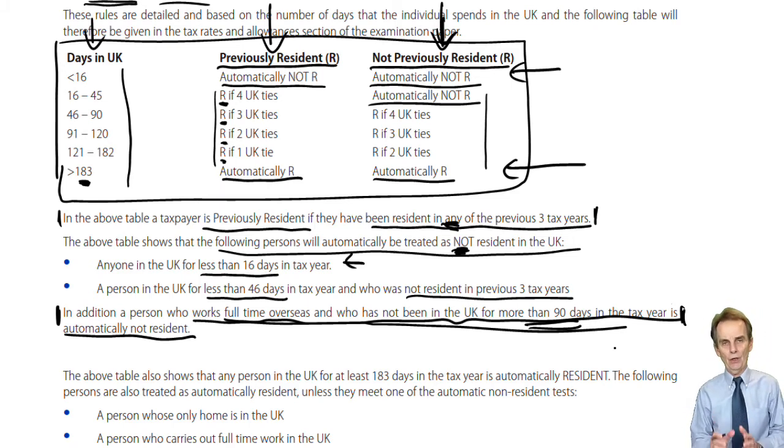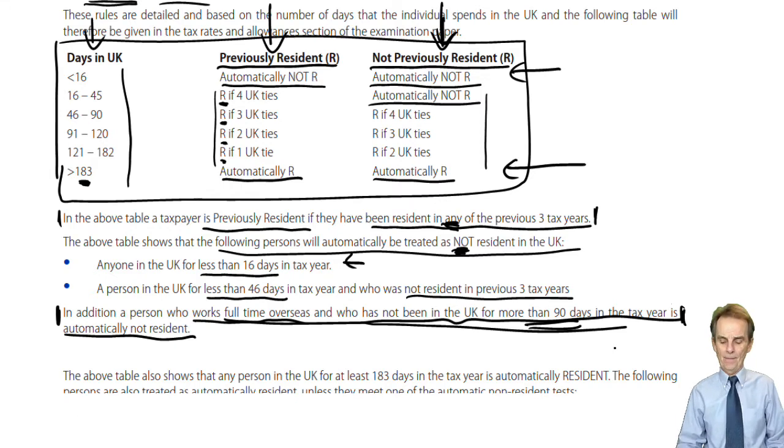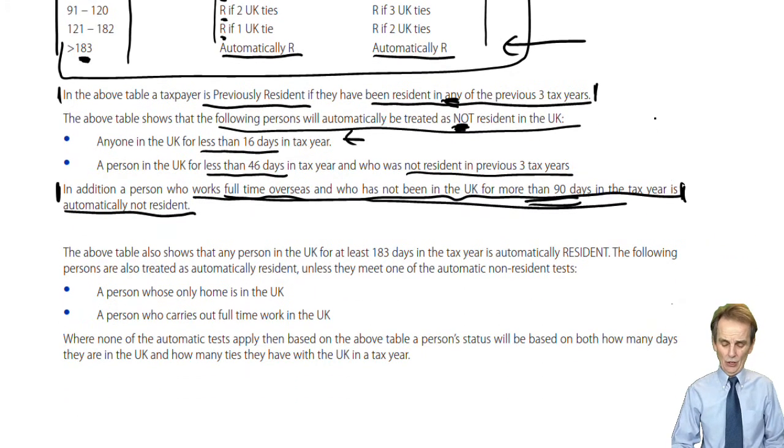And that's the first test that you apply. When you look at the days in the UK, you look at the status of the taxpayer as regards their previous residence. It is that test that you apply first. And if they satisfy that test, that's it, job done. The taxpayer is automatically not UK resident. You go no further. If they're not classified as automatically not UK resident, we then move to the second step to determine whether you are automatically UK resident.